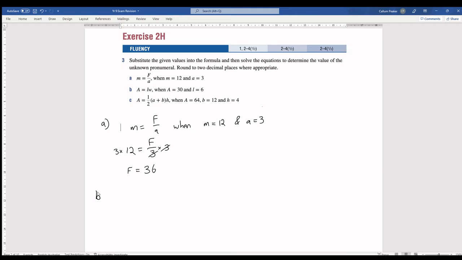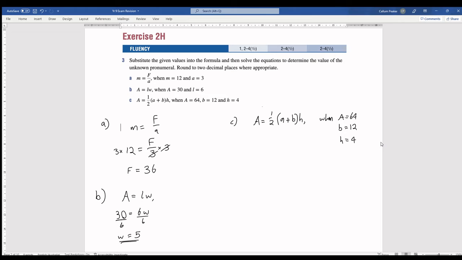We'll look again at part B, just as another example for you. We've got A is equal to LW when A equals 30 and L equals 6. Again, we use substitution for A and L. We know A is 30, and that is equal to 6W. I can then divide both sides by 6, and that will give me W is equal to 30 divided by 6, which is 5. And that is part B as well. What I'll do now, take a moment, have a try of part C, and come back in a second and we'll see how you did.